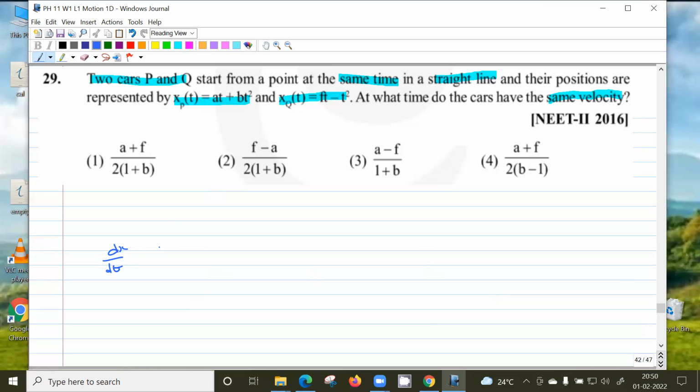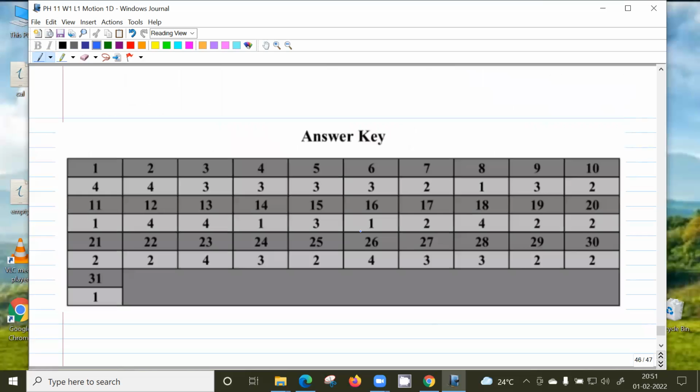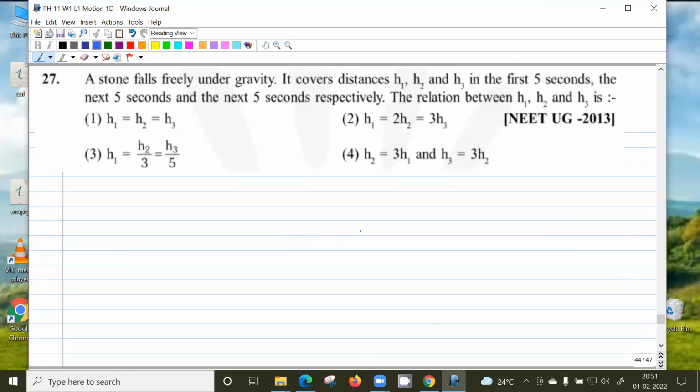What is the final answer? Option 1, 2, 3 or 4? Which option? Second option. Yeah, it is correct.